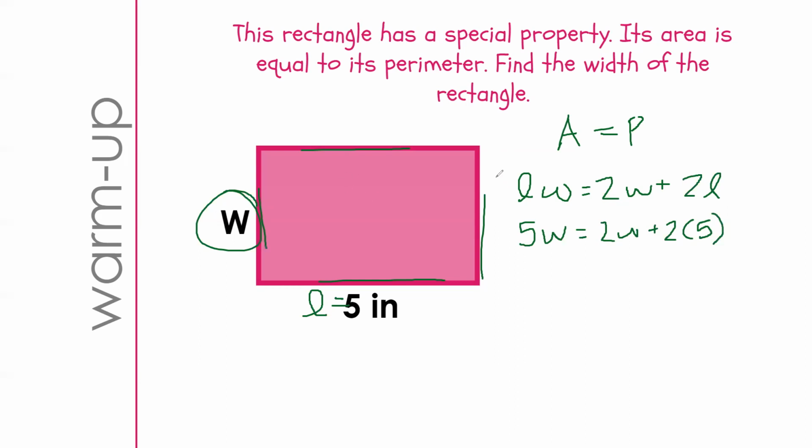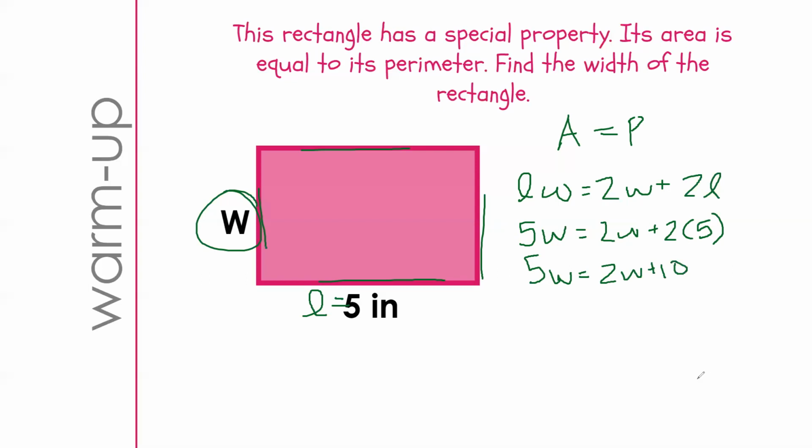So we had our original formula written out. Now we have our substitution step written out. And now we're going to go through and solve it. So the first thing that I can do is do 2 times 5. So that's what I'm going to start with. So I've got 5W equals 2W plus 10.